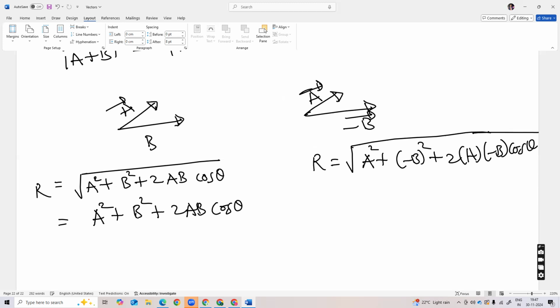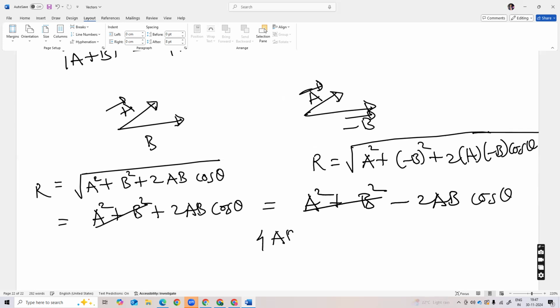So since both are equal, we will equate them together. So a square plus b square minus... it is b square minus 2ab cos theta. So a square plus b square got cancelled. So 2ab is equal to minus 2ab, which is basically telling us 4ab cos theta is equal to 0.